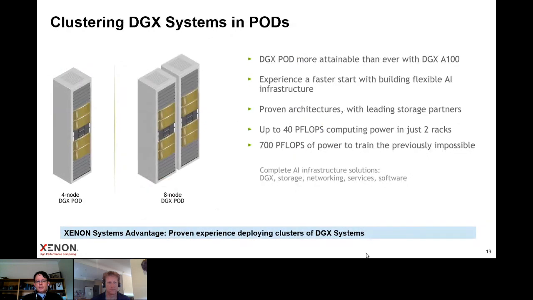So the next step is, when the workloads scale out, the workloads become bigger, and the data science teams get bigger, to tie multiple systems together in a pod architecture. That's, of course, exactly what the network infrastructure is there for. And there are complete reference architectures available for the pods.